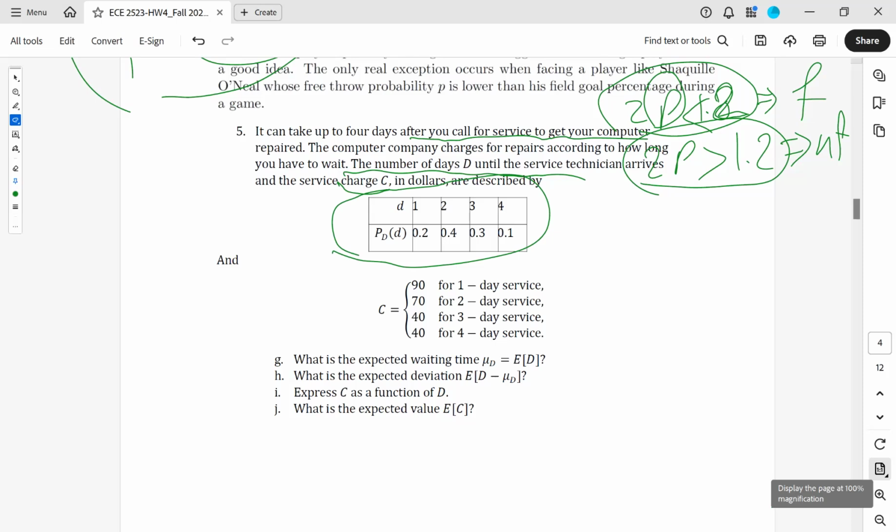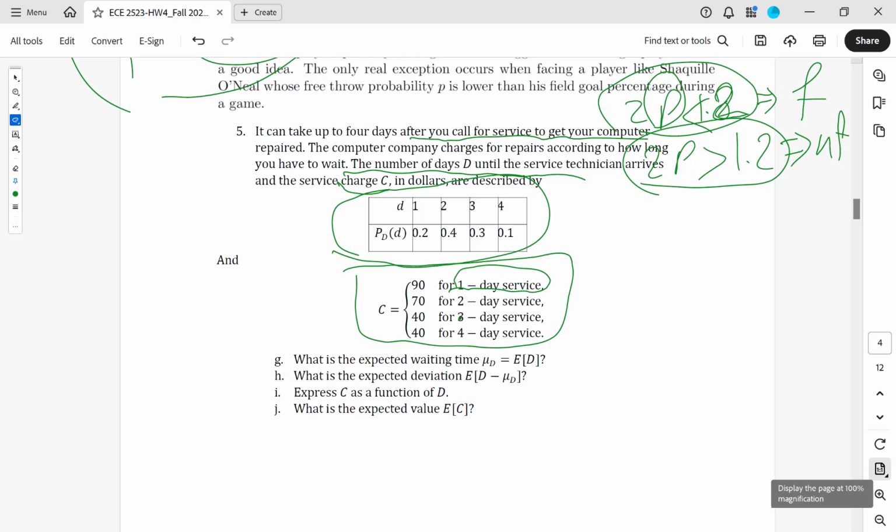You have the PMF for D, and based on the number of days, D equal to 1, 2, 3, or 4, you have the function that defines C based on D. Remember, this is not the PMF of C. This is the function that relates D to C. Although in this example, it's very simple to calculate the PMF of C because it's a bijection. It's a one-to-one map, so it's basically the same PMF.